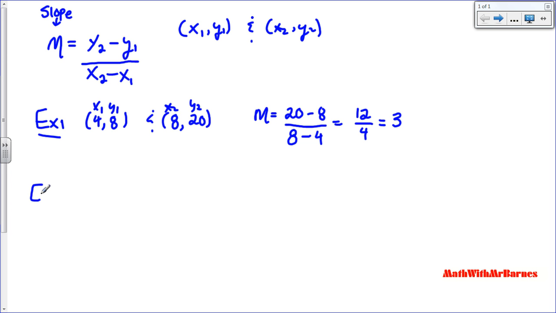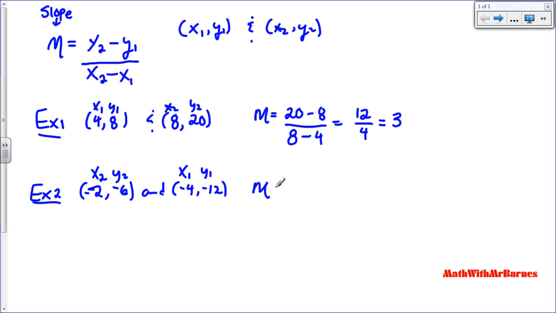Now let's say, for example, we have some negatives involved. Let's say negative 2 and negative 6, and negative 4 and negative 12. So some negatives again. You could have any combination of positives and negatives here, but all we have to do is label these points correctly. Just to show you that it doesn't matter which one's point 1 and which one's point 2, I'll call this one x2, y2 over x1, y1.